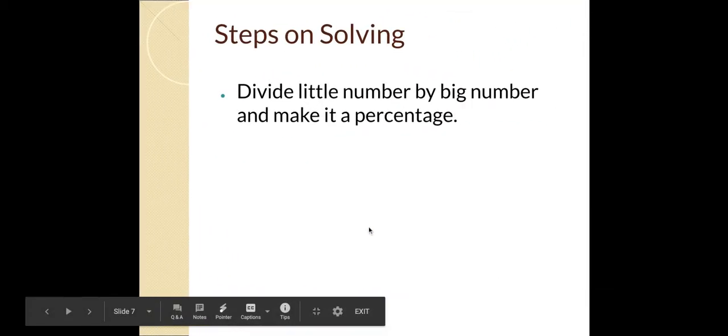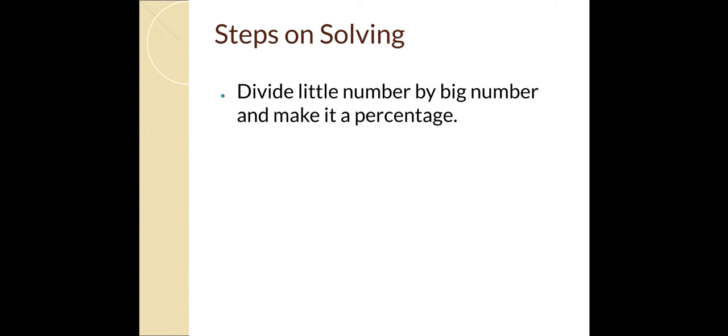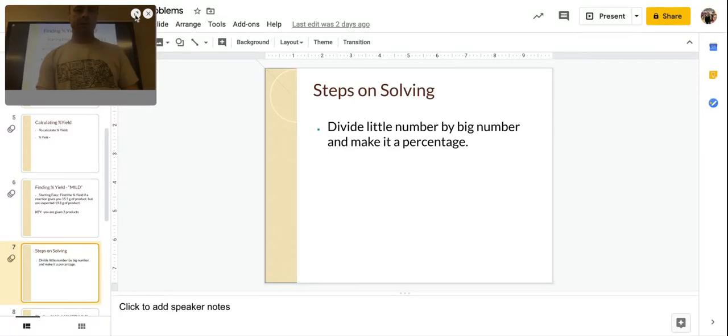So let's see here. Where were we at? We were going to solve this mild problem here. And the key is that you were given 2 products. So when we calculate this, here's what we're going to do. You're just going to take the little number and divide it by the big number and then make it a percentage. Okay. So I will show you guys this example on the board here.